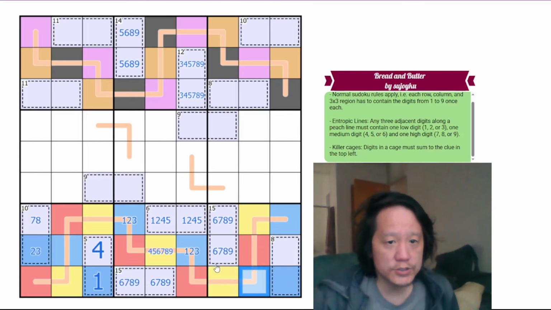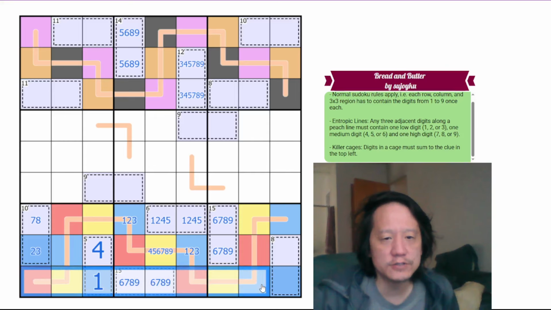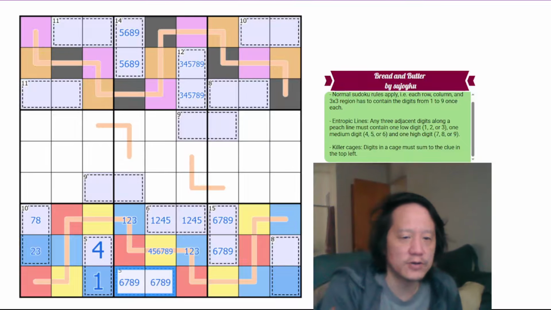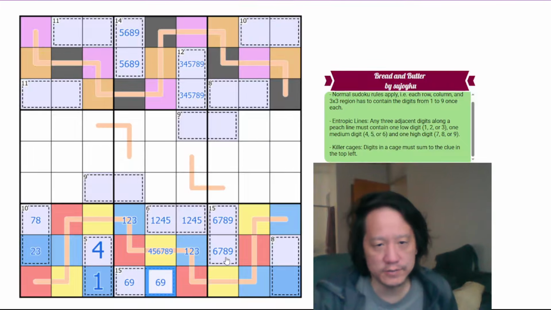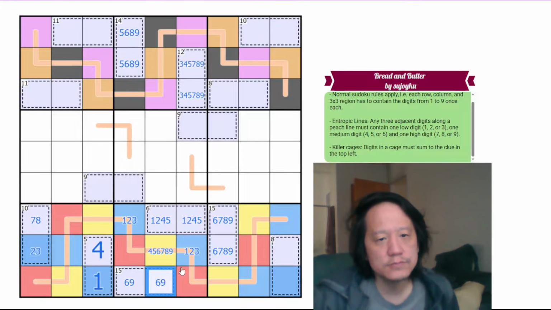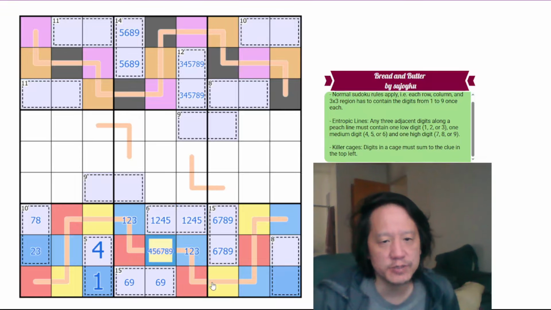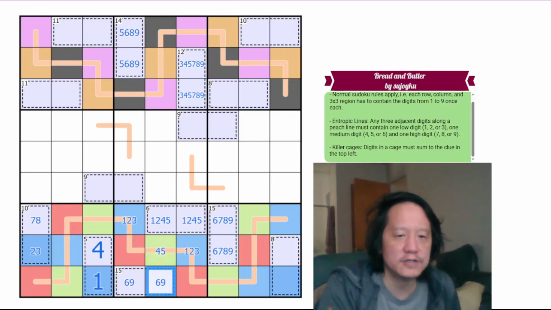So we have 2 reds and 2 yellows in row 9, which means this has to be one of each here. So this must be 6 and 9 here. So one of these is mid, one of these is high, one of these is mid. That means this digit must be mid. So yellow has to be green, and then red is actually high. So this cannot be 6, 7, 8, 9. This is 4 or 5.